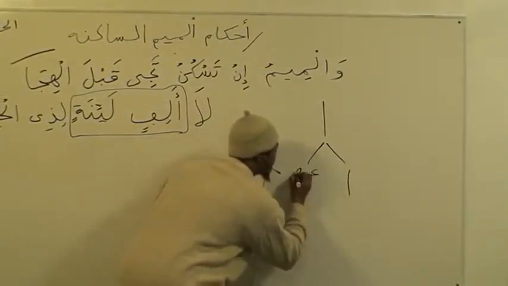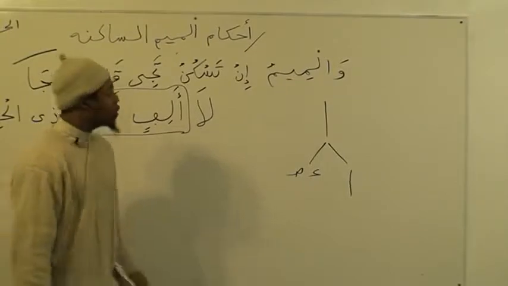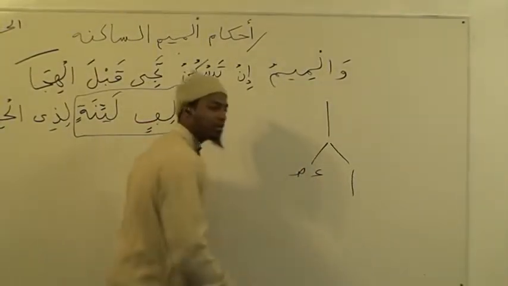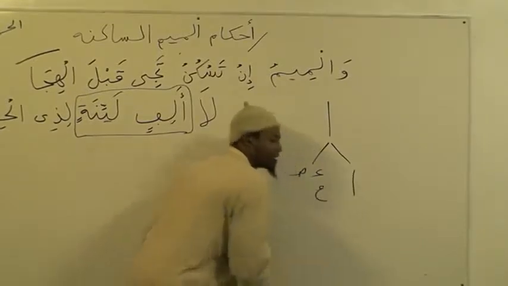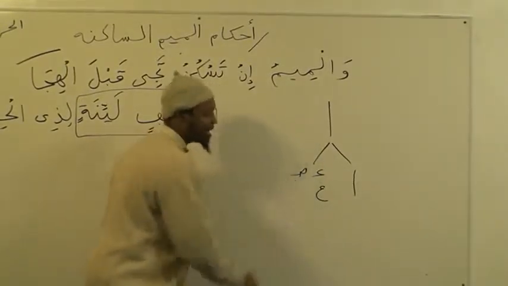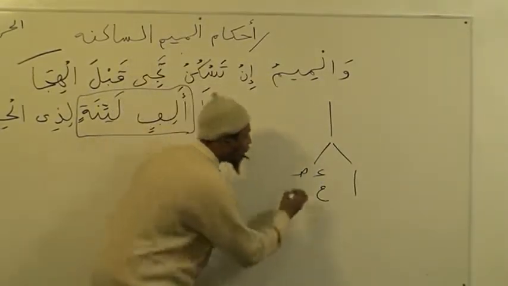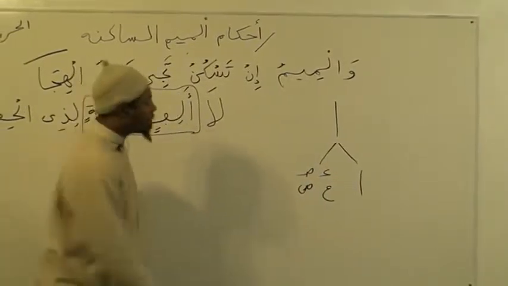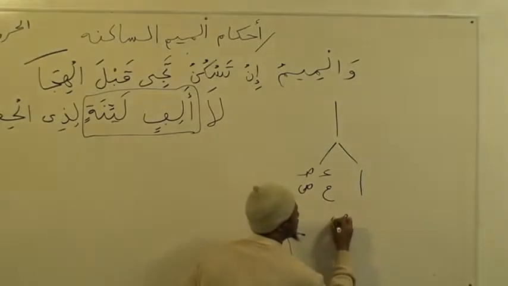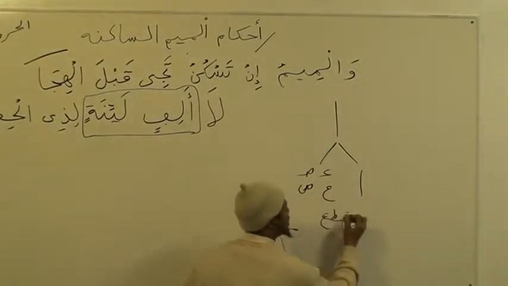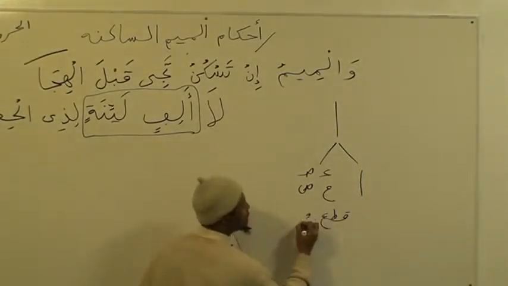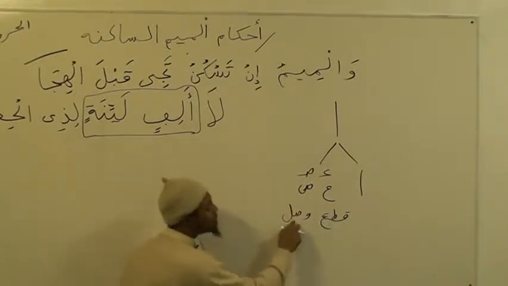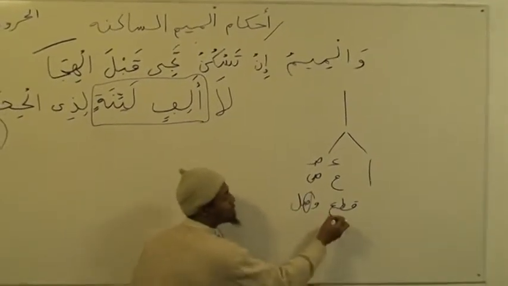Hamza. Two types of hamza. What does this sign right here mean? It's an ayn, right? And what is this sign right here? A sad. Why did they come like that? Because this ayn is from the word qat'i, and this is the one from wasli. You get that? Wasl means to join, so you put the sad. Qat' means to cut it.